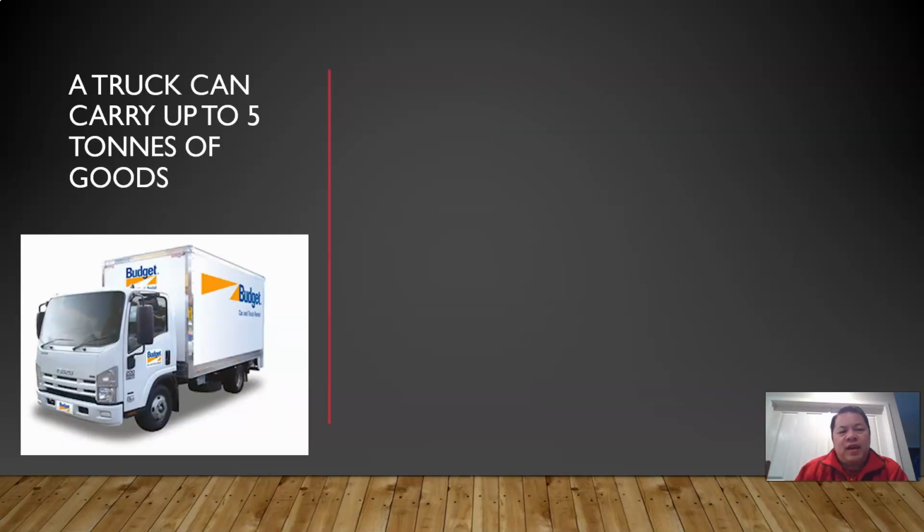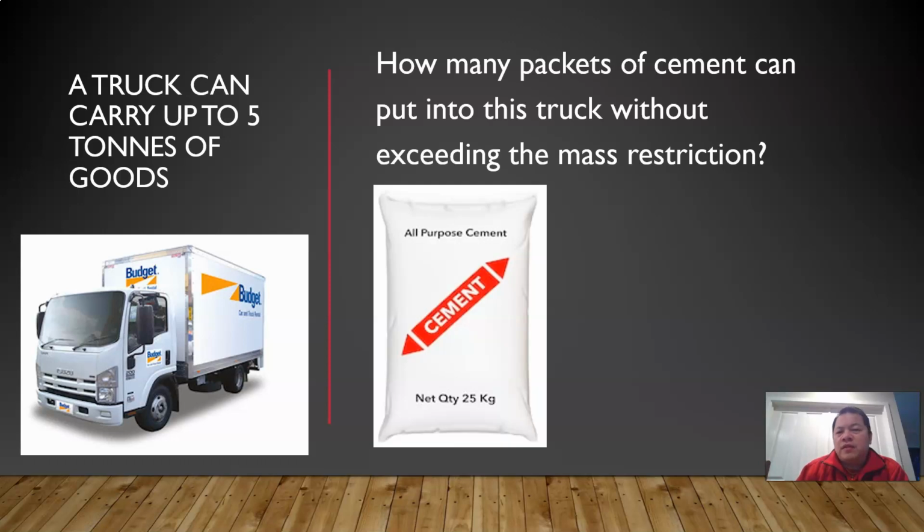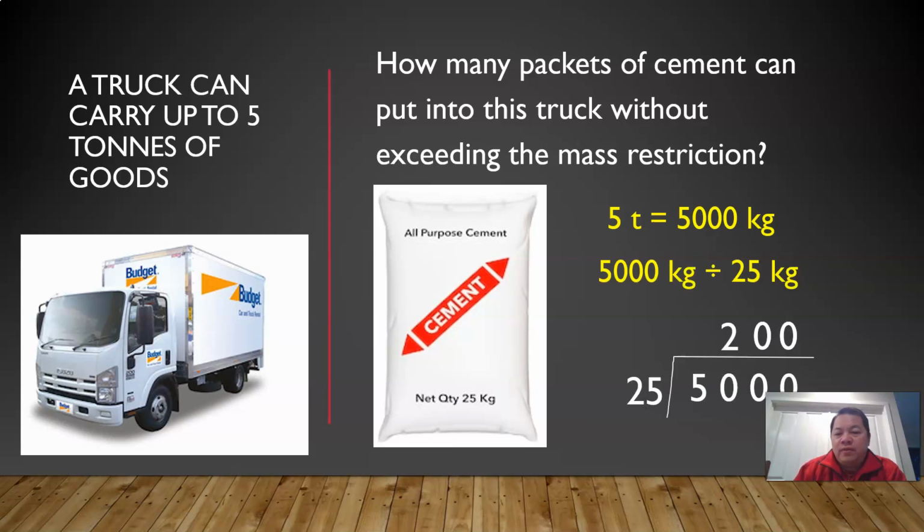A truck can carry up to 5 tons of goods. How many packets of cement can be put into this truck without exceeding the mass restriction? Each bag of cement is 25 kg. We know that 5 tons is 5,000 kg. So let's see how many 25 kg can go into the 5,000 kg. So 5,000 kg divided by 25. You simplify using division, you actually have 200 bags. So you can put 200 packets of cement into the truck.